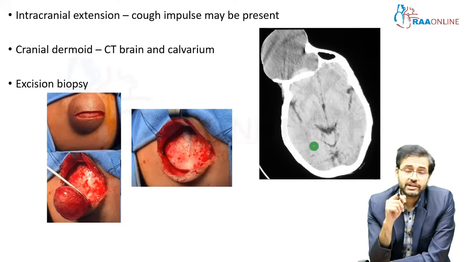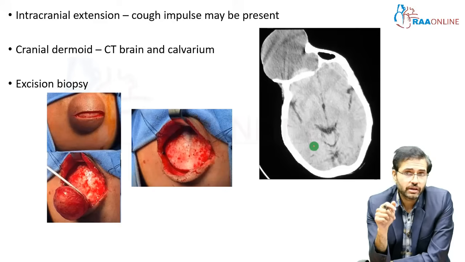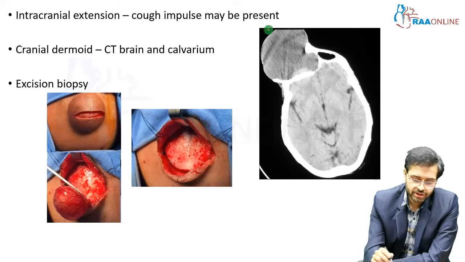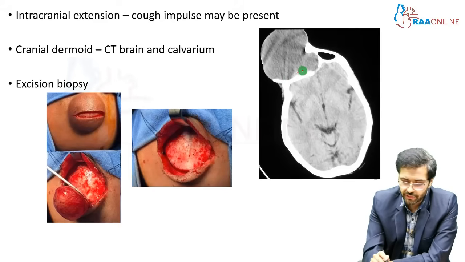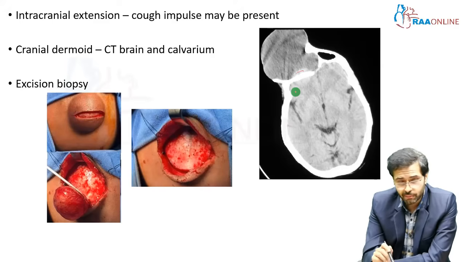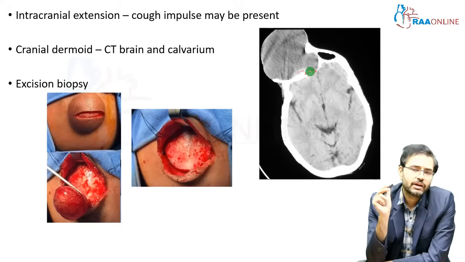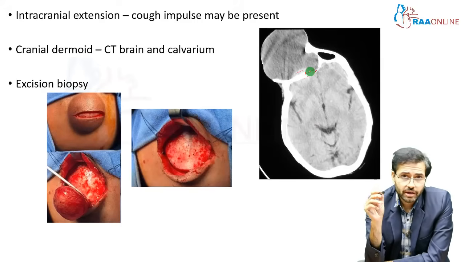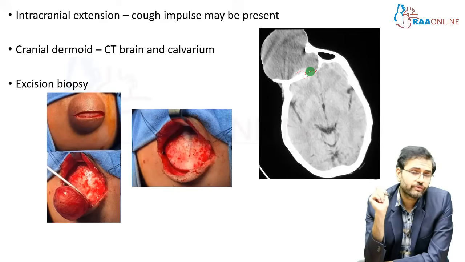If you have a cranial dermoid, a scalp dermoid, a CT brain and calvarium has to be done. Here you can see a large dermoid which is causing an indentation in the calvarium, in the bone, invading the outer table, but the inner table seems to be more or less intact. Treatment of choice for a dermoid is excision.